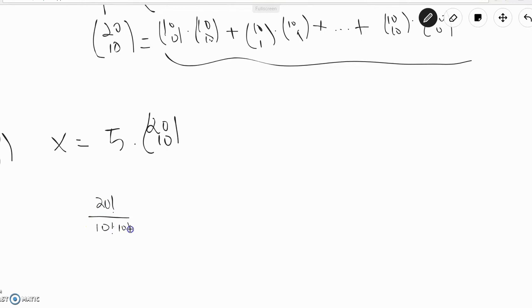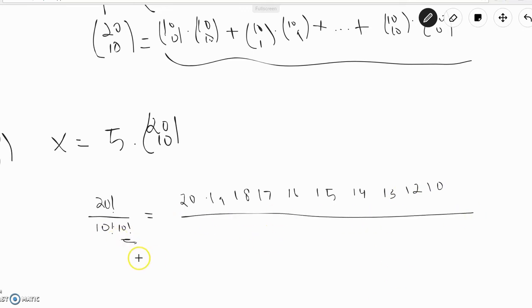But this is also equal to 20 times 19 times 18, and I'm just going to leave out the dots because it's easier. And we go up till 11, but we don't have to write the 10 factorial because we know that it will cancel out with one of these. So we can cancel out the 10 factorial and just remain with one 10 factorial in the denominator.